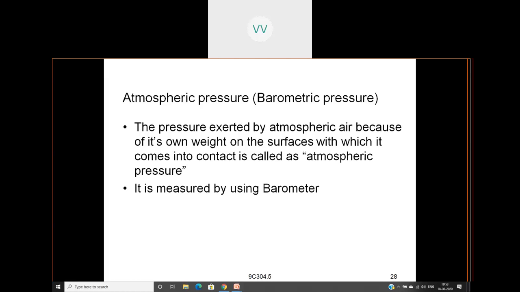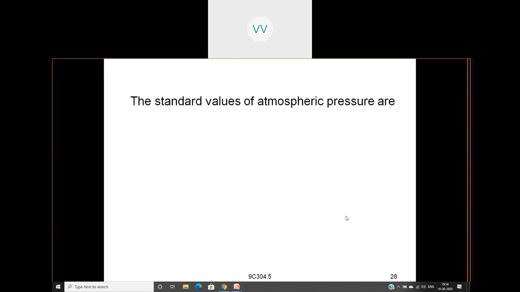Then it is measured by a barometer. You must have studied in your school days. What is this barometer? It's a pressure measuring gauge, and particularly it is going to measure the atmospheric pressure. Because it is measured by a barometer, it is also called barometric pressure.